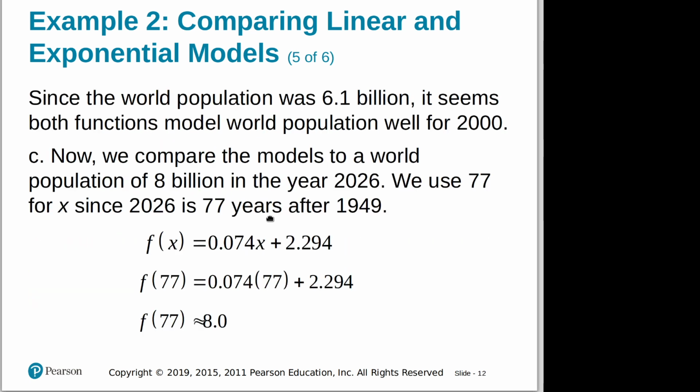Right? So we compare the models to a world population of 8 billion in the year 2026. Well, we don't have 2026 yet. So if we got the 2026 data and we see that it is 8 billion, then the linear model is better. And when we get to 2026 and if it's closer to 9 billion, the exponential model is better. And this is the thing we do as mathematicians working with data, is we go back and forth between what we predict and what we can measure.